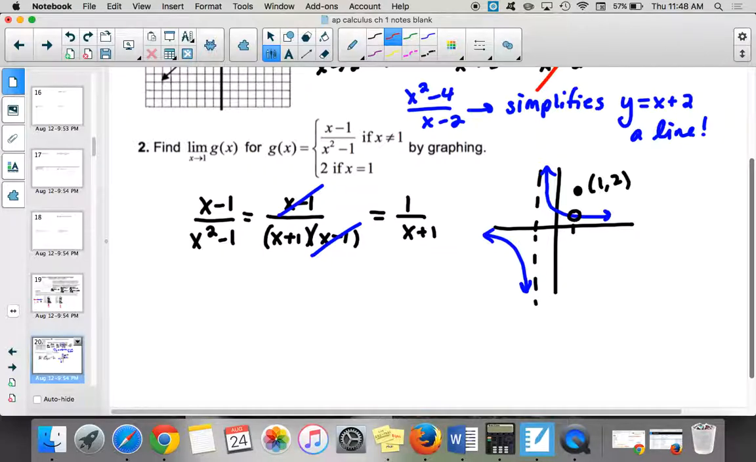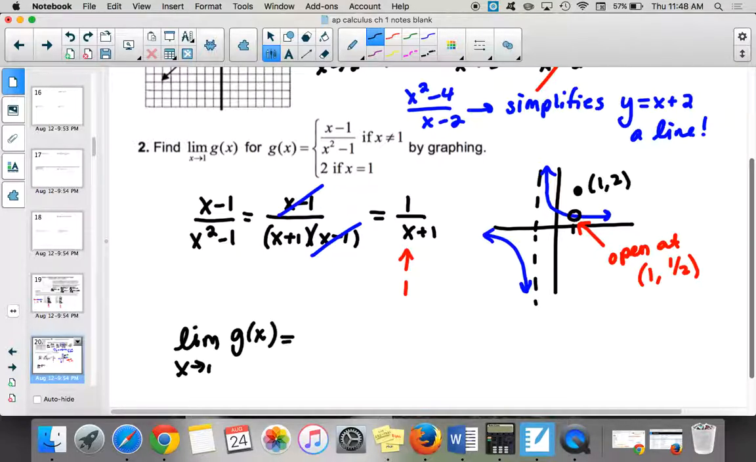So we simplified the function. Now we're able to plug in the 1 without getting undefined. So what point is this open circle? Yeah, it's open at 1, 1 half. So what's our limit as x goes to 1 for g of x? It's 1 half, right? It's the y value that we get closer to as x gets closer and closer to 1. Okay, does this make sense?